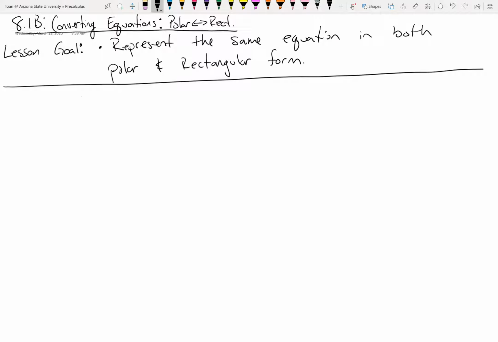So the second half of 8.1 will still be the idea of going back and forth between these two systems, polar and rectangular, except we're going to be looking at equations rather than individual points. As you can read, our lesson goal is to represent one equation. It's going to be the same equation, but in two different formats, polar and rectangular form.